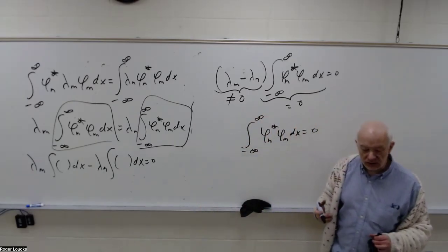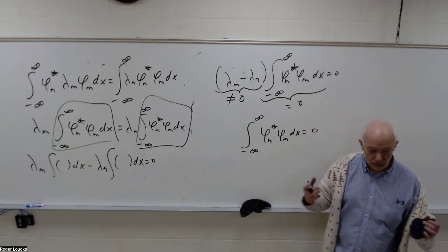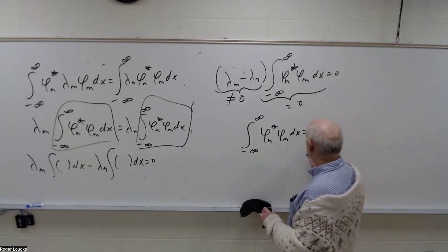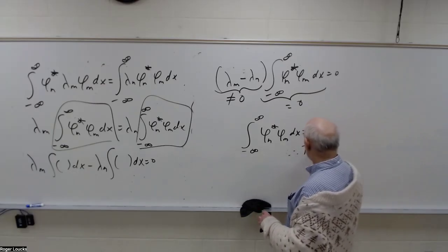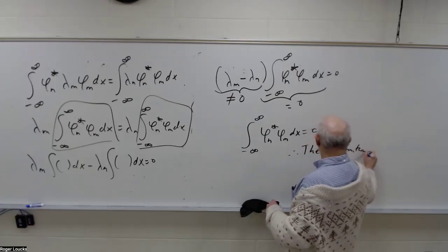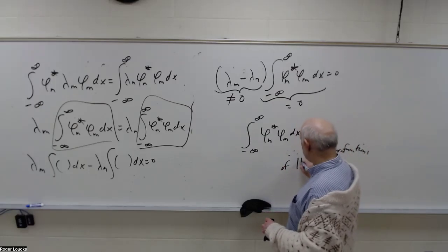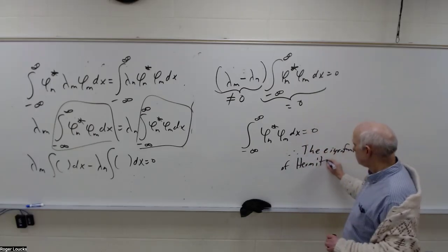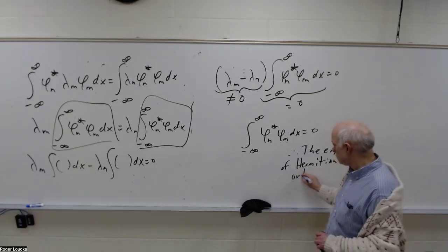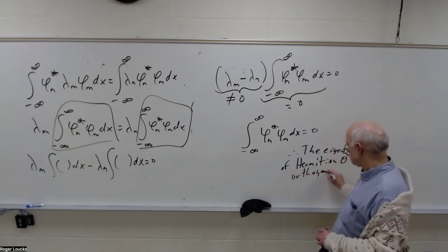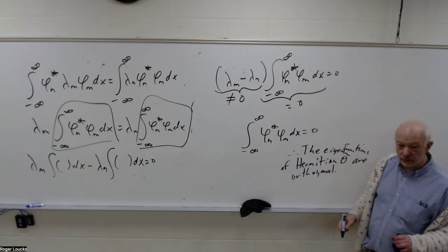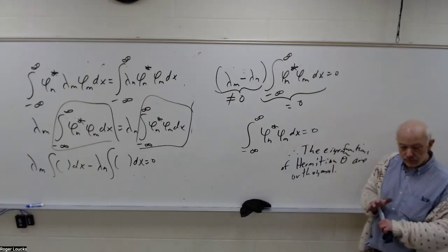Again, once we actually start doing examples of this with the real problem, this will drive everything home and make it a little more concrete. This is also quite abstract. So these are eigenfunctions of a Hermitian operator O, and this right here is called orthogonal. Okay.